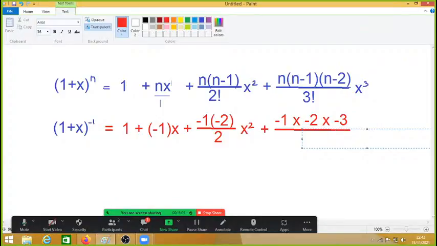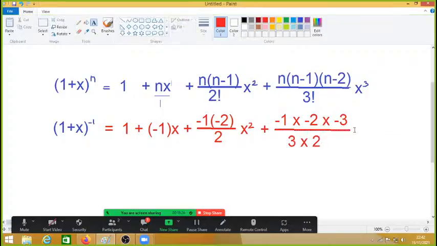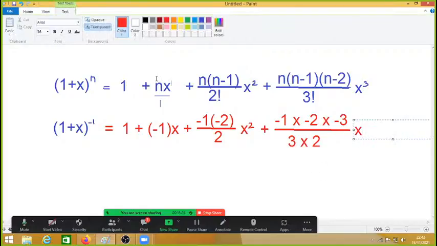Okay, and on the bottom it's 3 factorial, which is 3 times 2 times 1, which is 6, so I might as well write 6. Actually, it's better to write it out 3 times 2 times 1, and you'll see in a second why. Times 1 we don't really need. Okay, good. And then just the last bit is the x cubed, which is just x cubed. Nothing tricky about that.